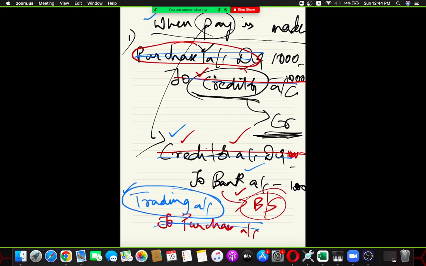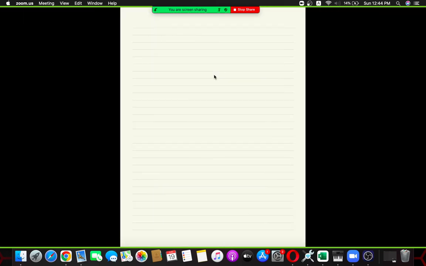This is the entry which need to be considered for the sole proprietor. All these are for the understanding. This is the ultimate entry. Trading account debit to purchase account.